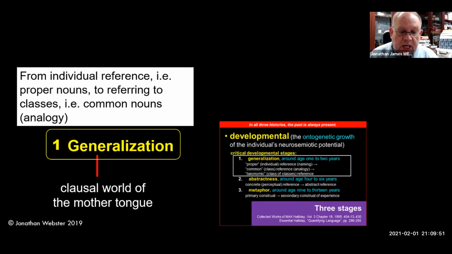What Halliday observed was that a child goes through several stages. That's pictured on your screen on the right-hand side, three stages. Generalization, around age 1 to 2 years. This is where the child goes from individual reference, what does that mean? That means mommy, daddy, to referring to classes. That's a mommy, that's a daddy, those are parents. Common nouns. In other words, the child develops the ability to use analogy. So very early on, a child can begin to generalize, and begins to develop classes of objects in the child's awareness.